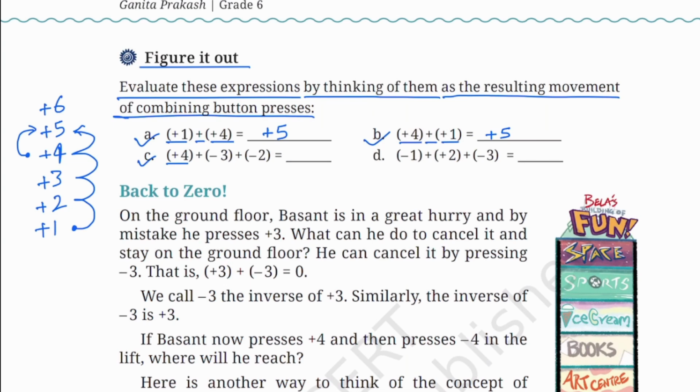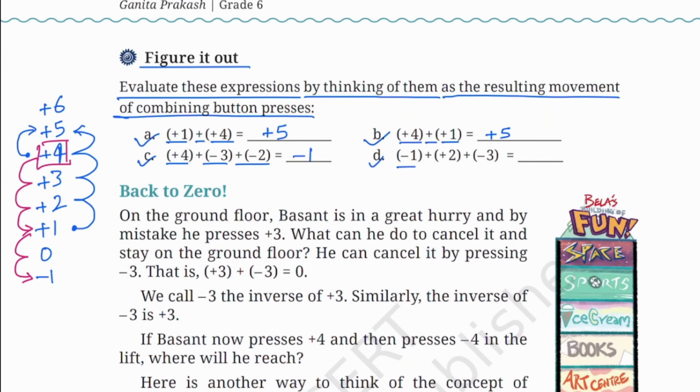C. Plus 4 plus minus 3 plus minus 2 is equal to dash. Plus 4 is here, minus 3, then minus 2, the answer will be minus 1.